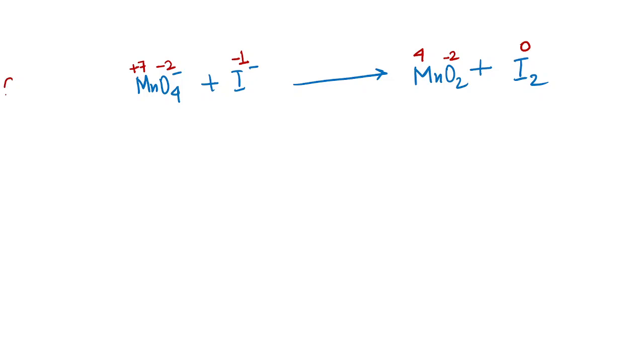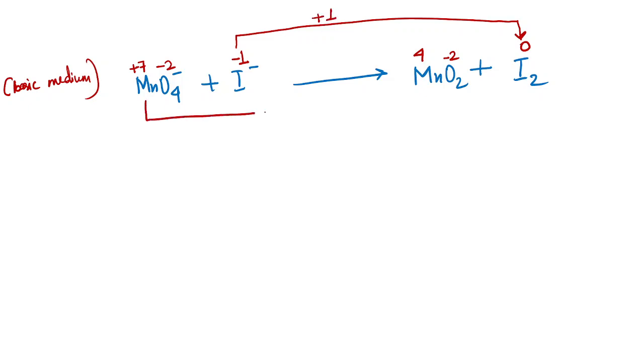Now this reaction is occurring in basic medium this time. Then now let's see how the numbers are changing. If you are focusing on iodine, it has increased. The increase is by +1. And if you are concentrating on manganese, it was earlier +7, now it has become +4, means there is a decrease of 3.